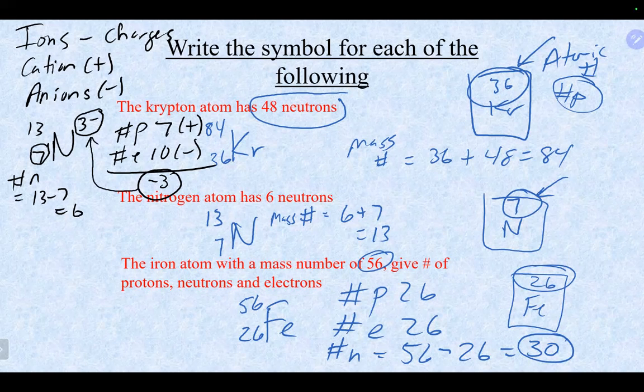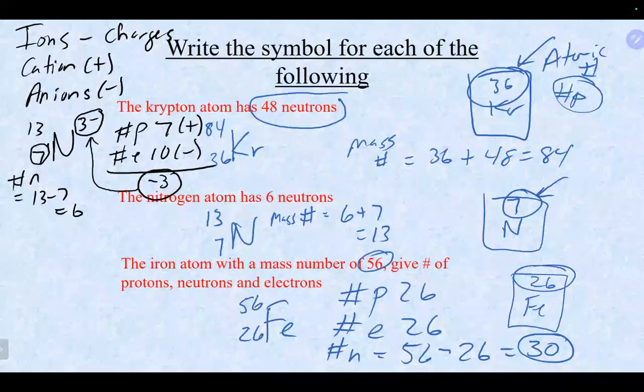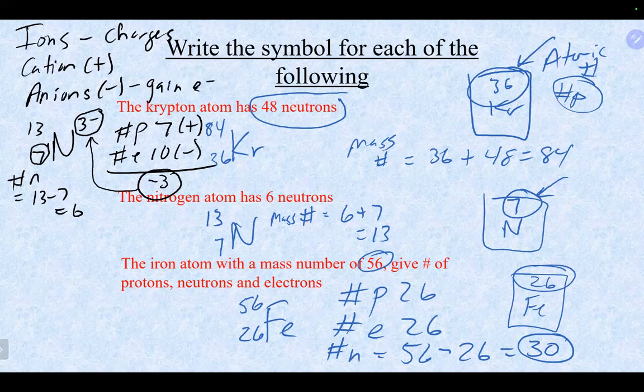Any questions on that? And if we compare our neutral nitrogen that we got up there to our guy with a -3, again, the only difference here is it has 3 more electrons. And that's what happens with anions. Anions will gain electrons. And they are typically nonmetals that do that.